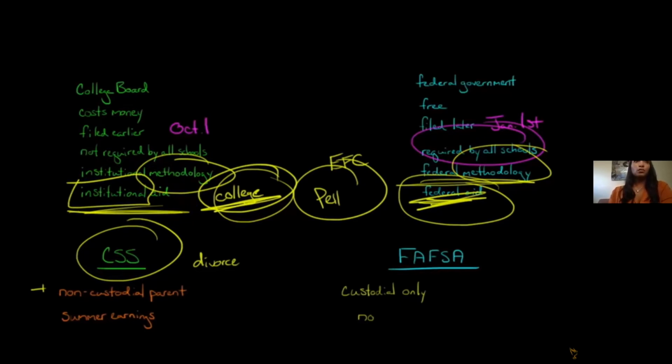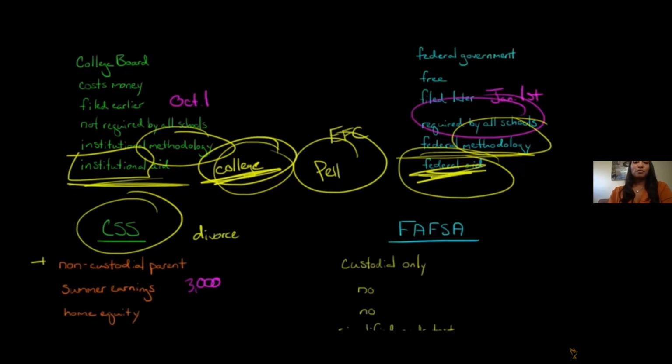Now, when you submit the CSS, the college might also assume that you're going to have some summer earnings. They say, we think you should be able to make at least $2,000 or $3,000 each summer, and we're going to factor that in when deciding how much institutional aid we give you. The FAFSA does not assume that the student is going to be working in the summer. It doesn't make any assumptions about that.